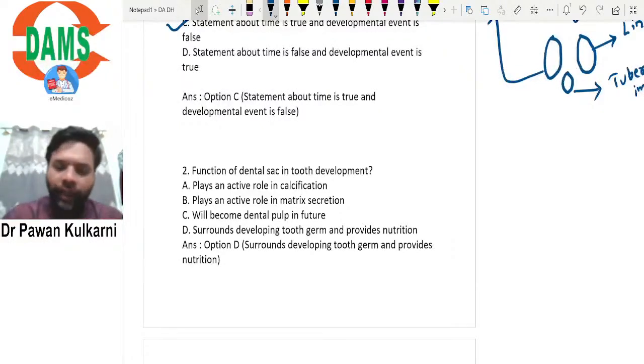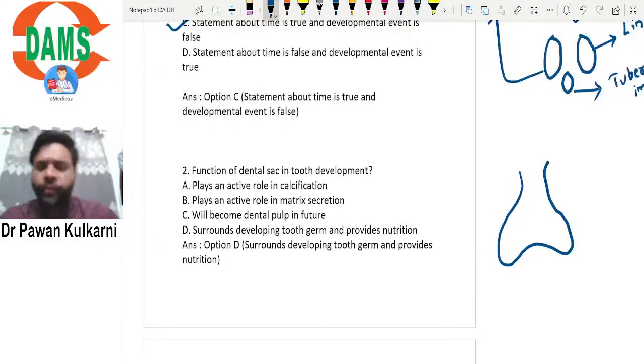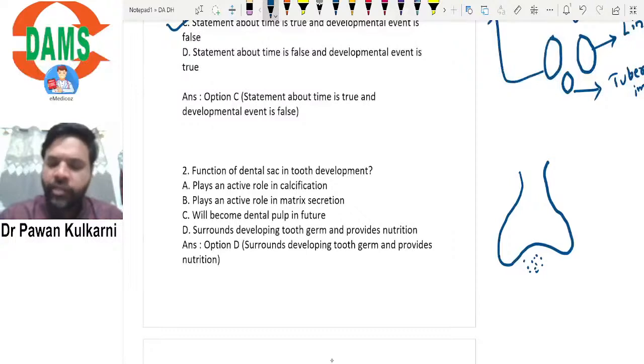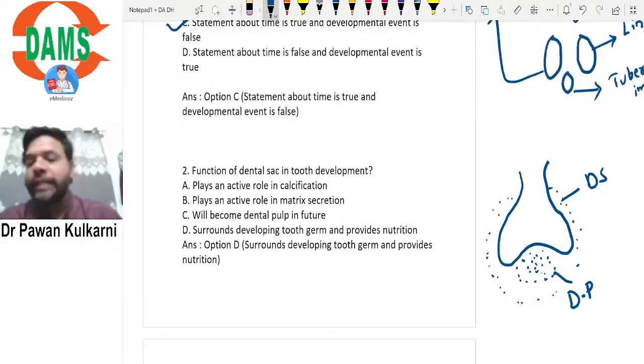Take for example a structure shaped like this, the cap stage of tooth development. Basically what I've drawn here is a cap stage. Below this cap we have the dental papilla, DP, and all around the enamel organ and dental papilla we have the dental sac. The dental sac covers the dental papilla and enamel organ all together.